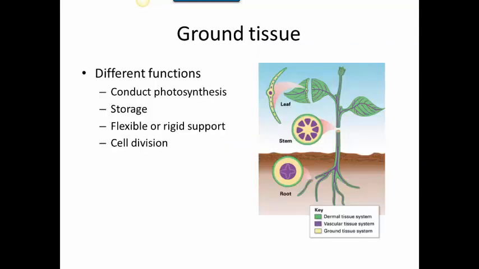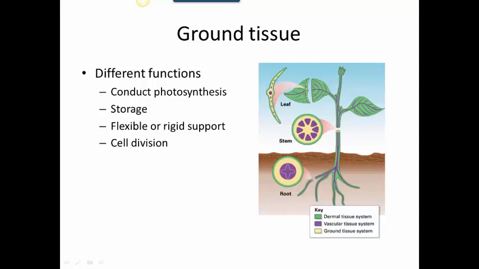Okay, the ground tissue is a little bit more simple than the vascular tissue. Remember, the ground tissue is shown in these diagrams in yellow. It can have different functions depending on where it is in the plant body. Ground tissue can serve the plant by conducting photosynthesis. That's primarily what the ground tissue that surrounds the vascular bundles in the leaf is going to be doing.